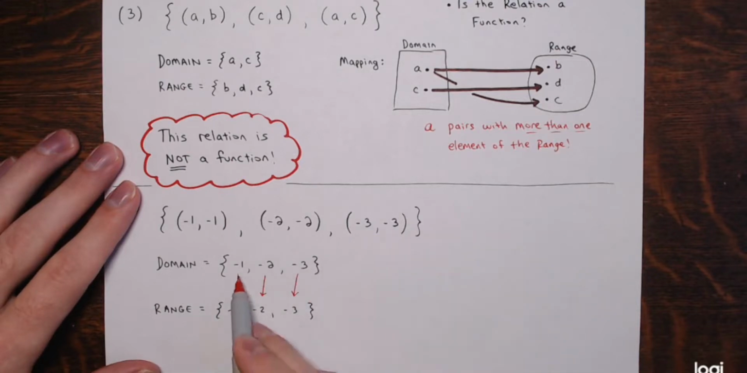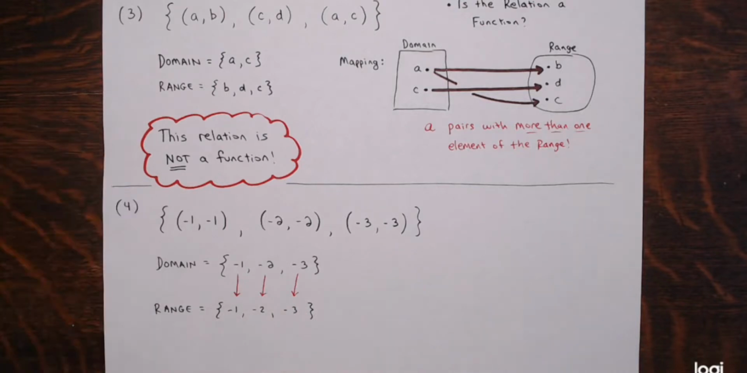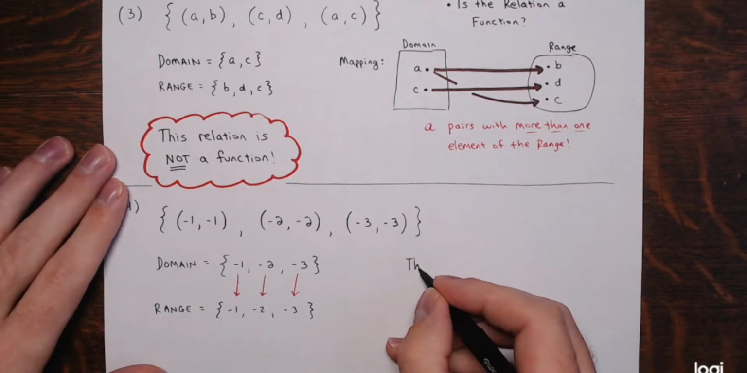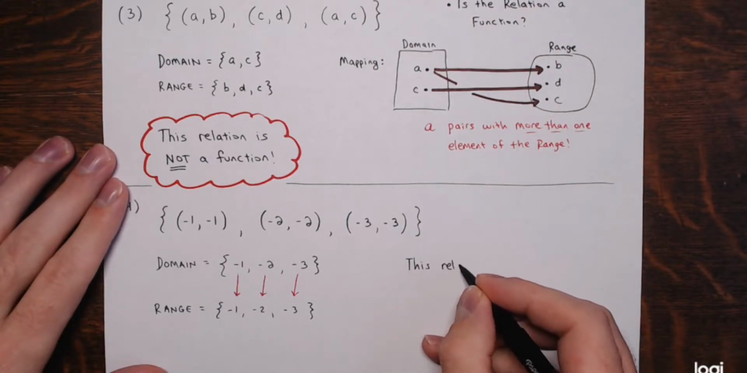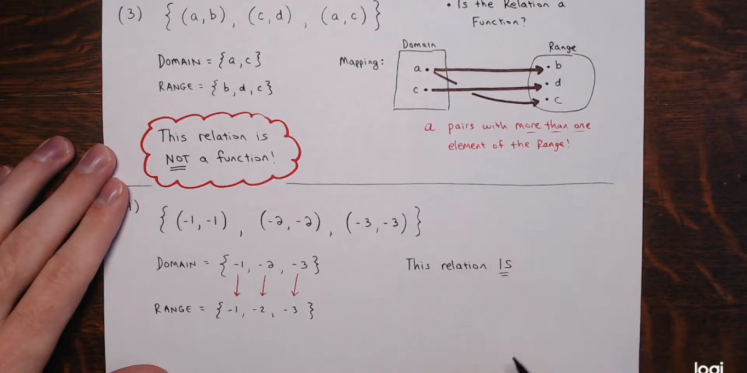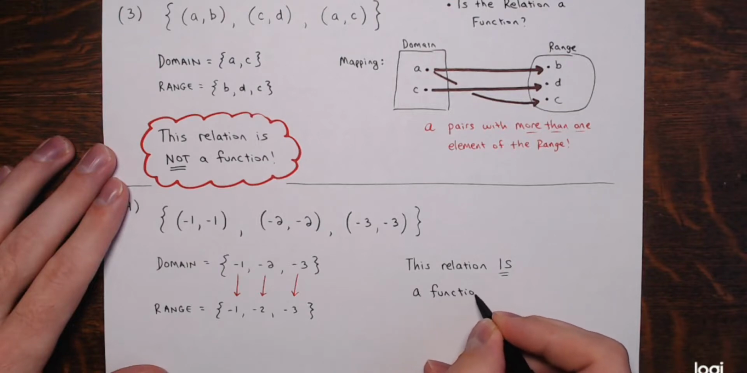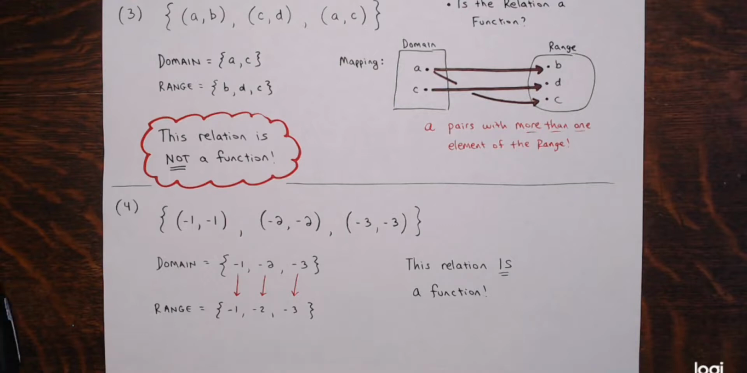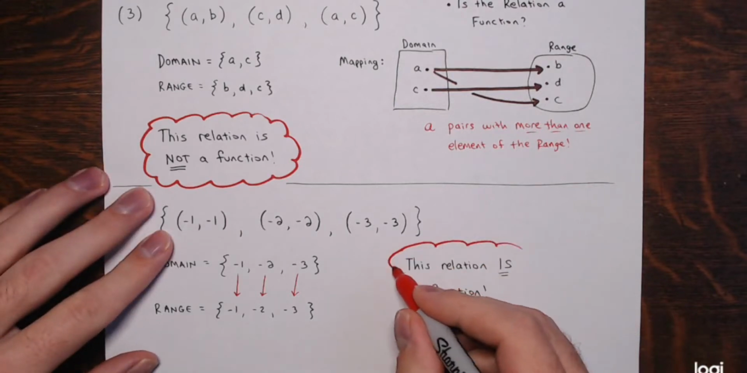And you see that every single value of the domain has exactly one arrow coming off of it to a value of the range. Every value of the domain pairs with exactly one value of the range. So this relation is a function. It satisfies the definition. This relation is a function. Wonderful. Okay.